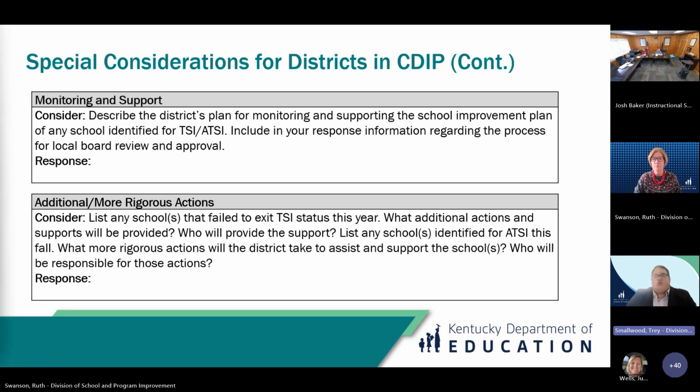So here you can see those questions that are going to be in the addendum. There is only one addendum for TSI, ATSI, and CSI for districts, but you will only answer the ones that apply to your district. So for example, for monitoring and support, it says, describe the district's plan for monitoring and supporting the school improvement plan for any schools identified for TSI or ATSI, and include in your response information regarding the process for local board review and approval.